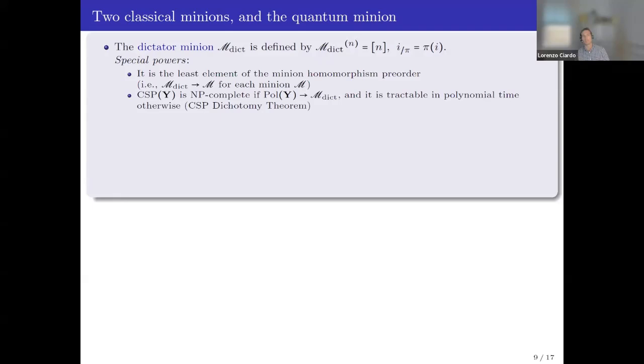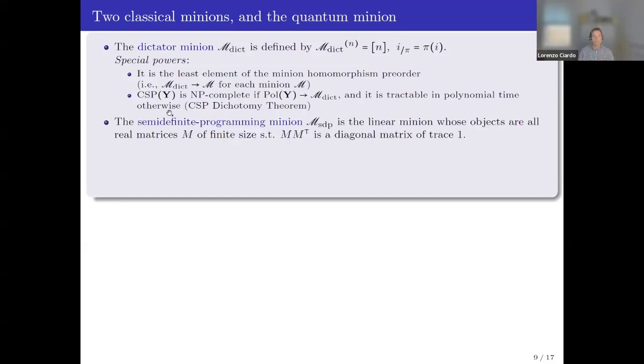And because of the CSP dichotomy theorem, it holds that a CSP is NP-complete precisely when the polymorphism minion of the CSP admits a homomorphism to the dictator minion, right? So the CSP is NP-complete if the polymorphism minion is actually homomorphically equivalent to the dictator, and otherwise it is tractable in polynomial time. So this minion exactly captures what I said before about being trivial. Okay, another minion. This is called the semi-definite programming minion. It's a minion whose objects are matrices of some finite size, such that if I multiply one times its transpose, what I get is a diagonal matrix of trace 1. Or in other words, all rows are mutually orthogonal, and the norms of the rows sum up to 1.